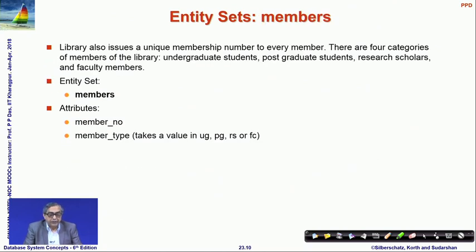The library has said that it will issue a unique membership number to every member, and there are 4 categories of member. We are just making a tentative suggestion. It looks like members are an entity which the library has to interact with in terms of issue. So, let us create an entity set members, which has the member number and the member type, which can take one of 4 specific values, such as undergraduate, postgraduate, and so on.